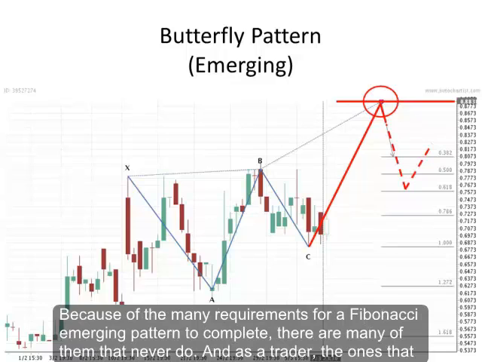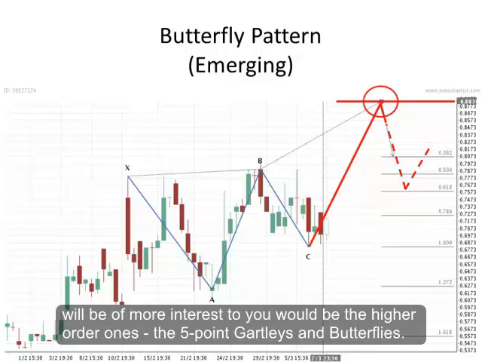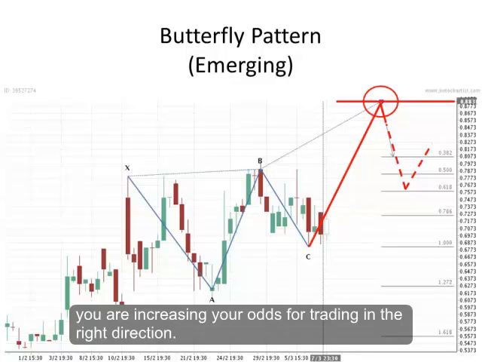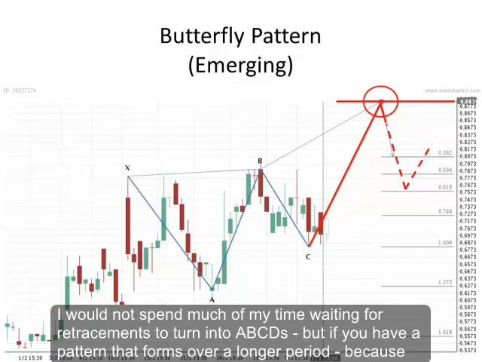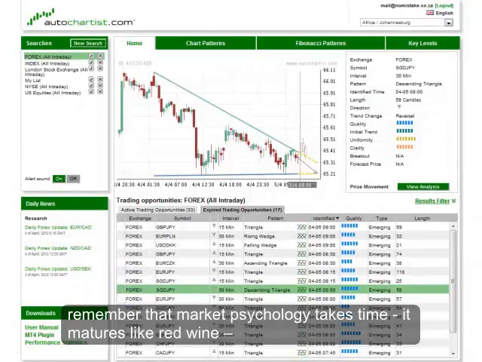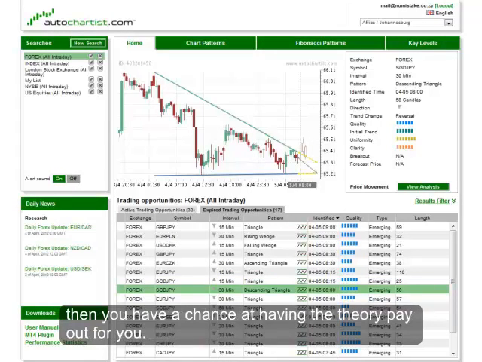Because of the many requirements for a Fibonacci emerging pattern to complete, there are many of them that never do. And as a trader, the ones that will be of most interest to you would be the higher order ones, the 5-point Gartleys or butterflies. Because they are more valuable patterns, and by meeting a considerable number of requirements in the way they fit with the Fibonacci theory, you are increasing your odds of trading in the right direction. I would not spend much of my time waiting for retracements to turn into ABCDs, but if you have a pattern that forms over a longer period, because remember that market psychology takes time, it matures like red wine, then you have a chance at having the theory pay out for you.